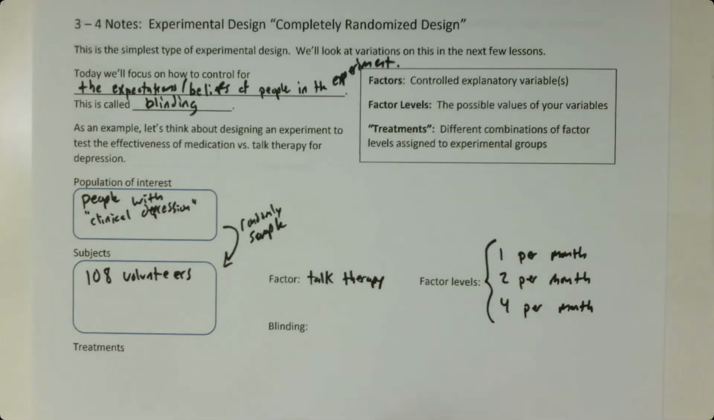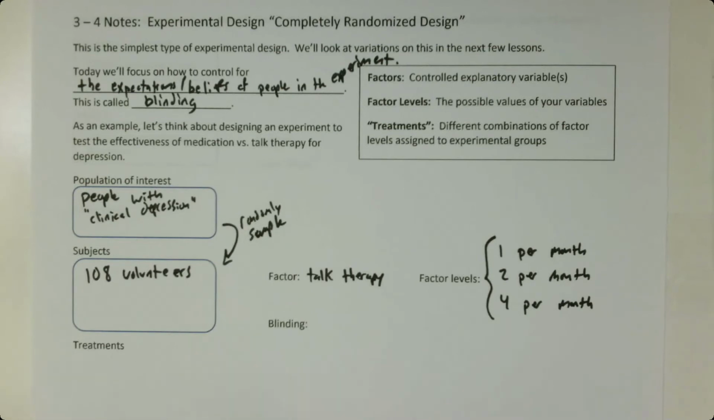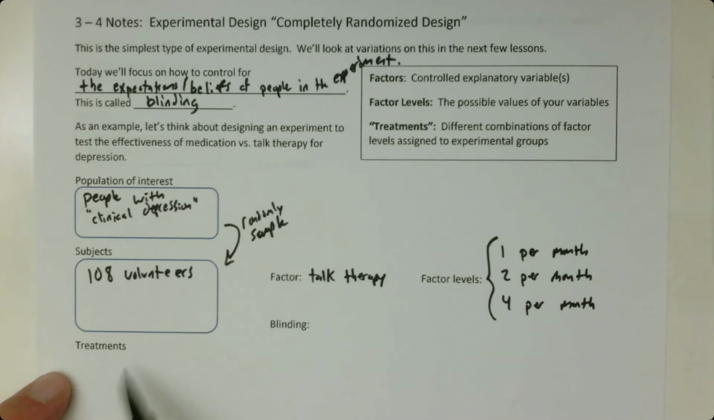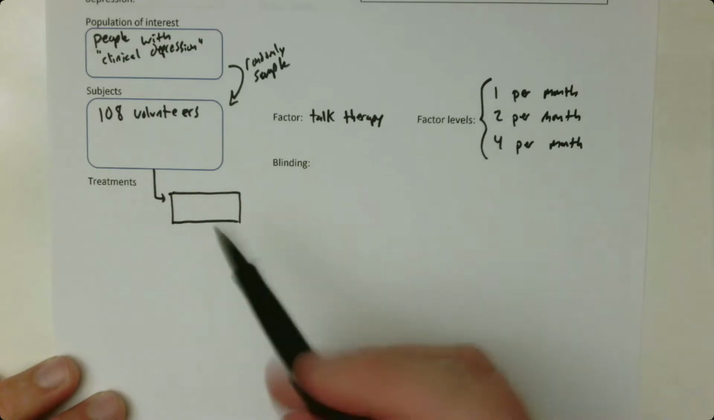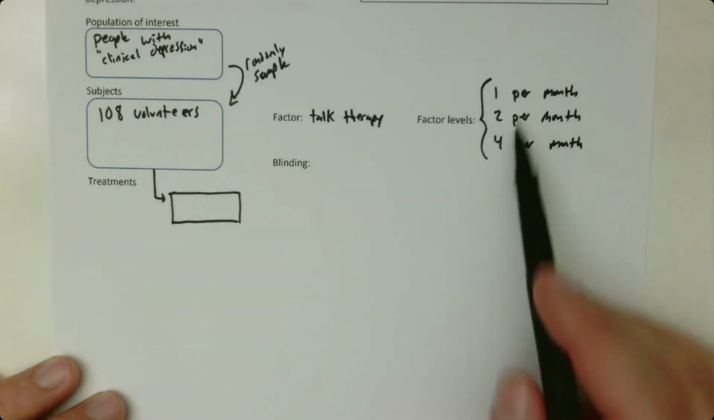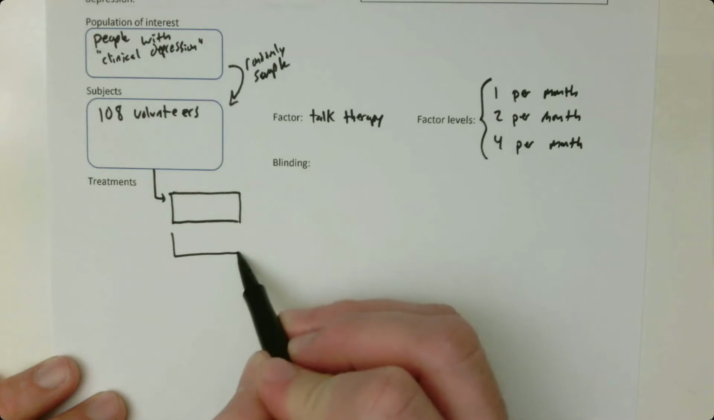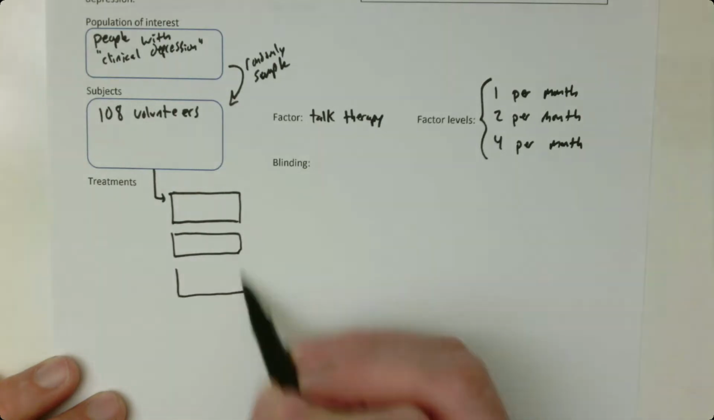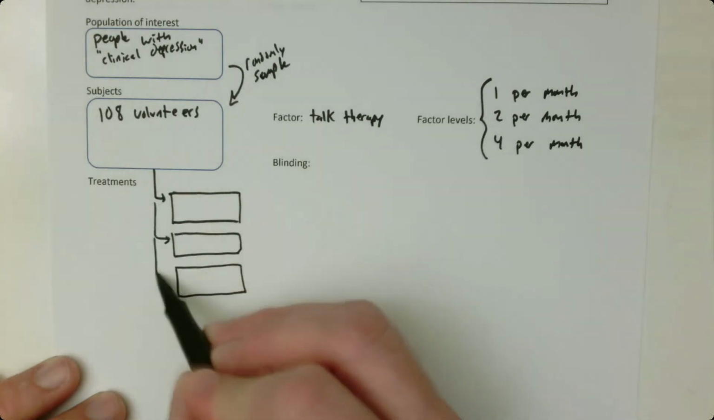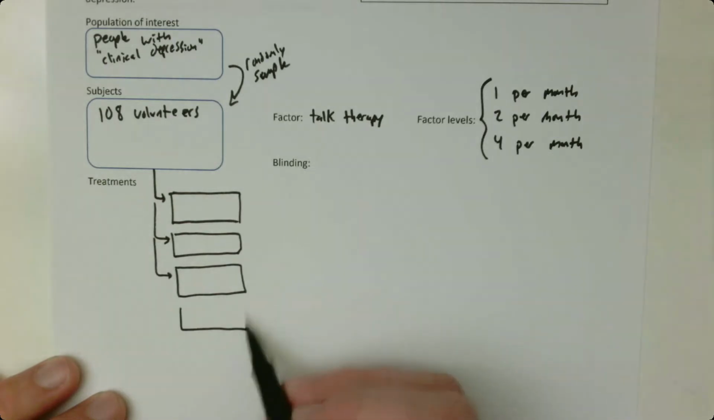Okay, so let's talk about treatments now. So once we've got our subjects, we're going to assign them to a control group or a test group. The treatments are the names for the different test groups, specifically what each test group has to do. So here we would have 3 treatment groups, 1 for each of the factor levels. So let's draw 3 treatment groups. And then we'll have a control group here.